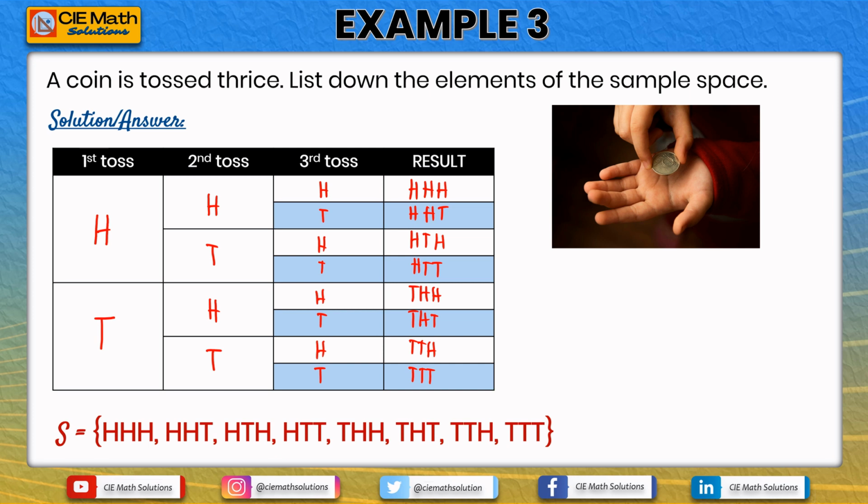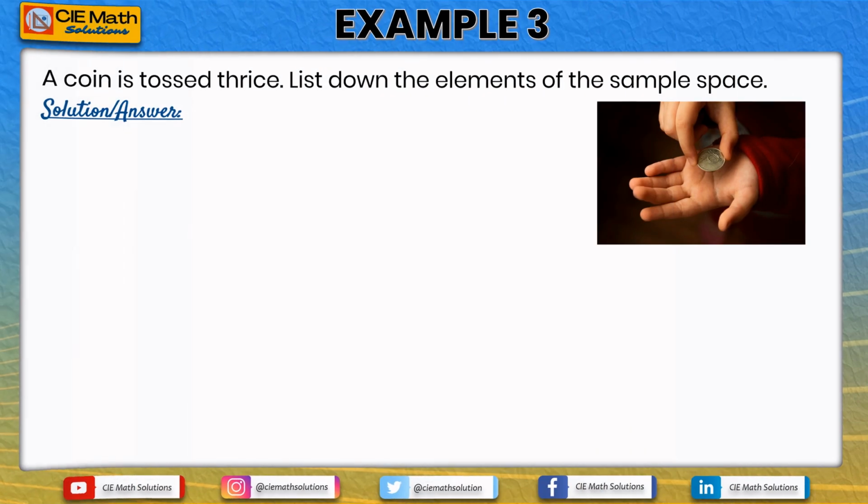We can check the number of elements by using again the formula. The n, or the number of elements of the sample space, is 2 raised to 3, that means 8. There are 8 possible outcomes. This also means that there are 8 elements in the sample space. Counting the elements, 1, 2, 3, 4, 5, 6, 7, 8. There are 8 elements in the sample space.